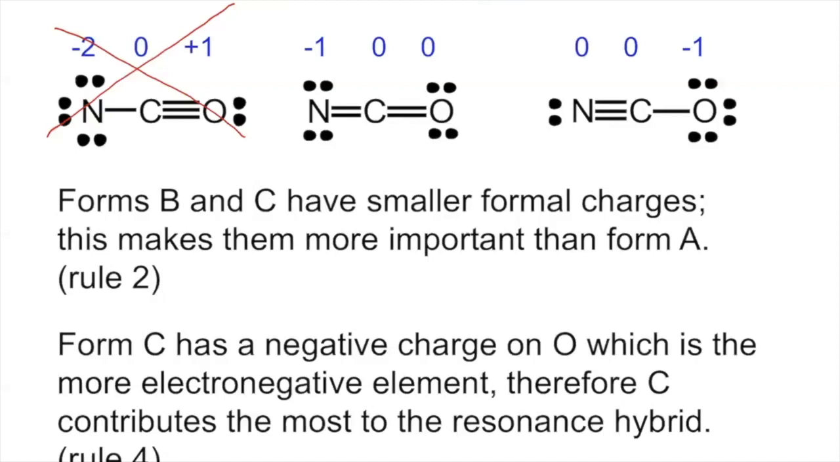Now, form C, so this is A, B, and C, has a negative charge on the oxygen, which has an electronegativity of 3.5, and nitrogen has an electronegativity of 3.0. So if we have to choose, C will be the best form because that negative charge is being put on the atom that is more electronegative.